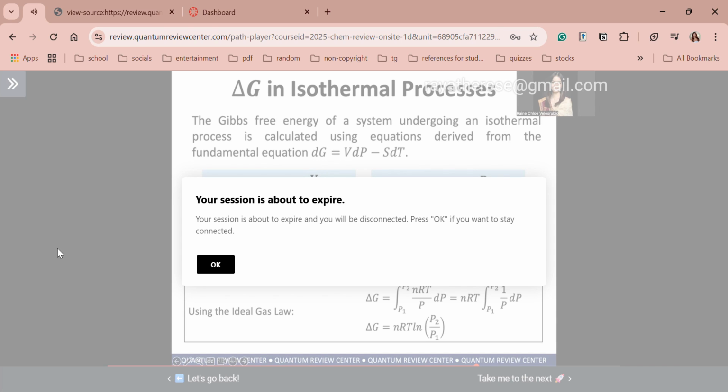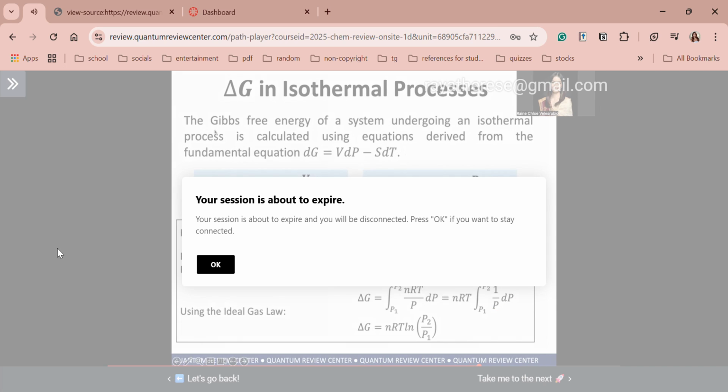Tapos kinuha ko yung integration. Getting the integral from P1 to P2 because we have a change in dP here, we get delta G is equal to the integral of nRT over P, because guys, tandaan, based on our ideal gas law, V is equal to nRT over P, right? So nilabas na natin si nRT, the constants, times the integral of 1 over P dP. Again, guys, the integral of 1 over P dP gives delta G is equal to nRT ln P2 over P1, because the integral of this is just ln P. Ayun lang naman. Now let's proceed.